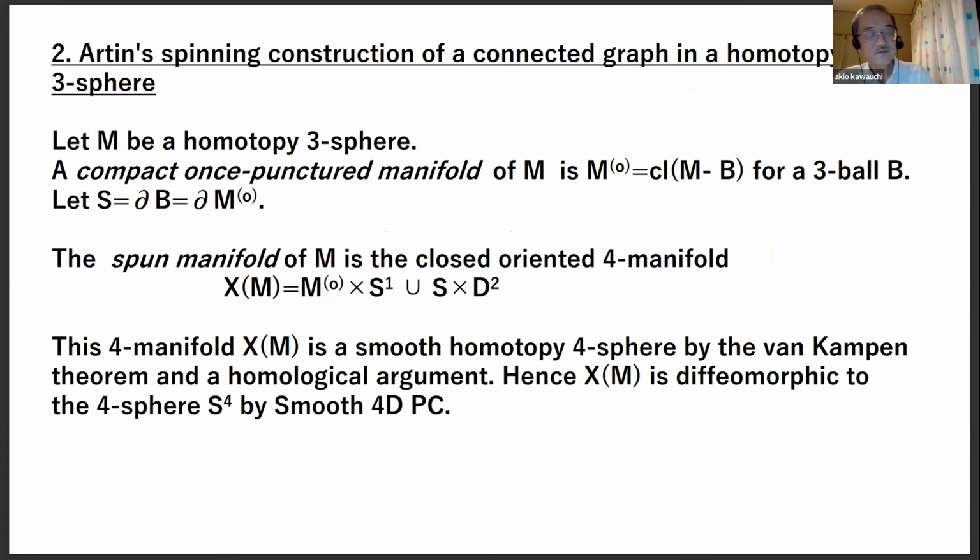First I explain Artin's spinning construction of a connected graph in a homotopy 3-sphere. Let M be a homotopy 3-sphere. The compact once-punctured manifold of M is M0, that is, the closure of M minus a 3-ball B, and let S be the boundary sphere. The spun manifold of M is the oriented 4-manifold XM, that is, M0 cross S1 union S cross D2. This 4-manifold is a smooth homotopy 4-sphere by the Van Kampen theorem and a homological argument. Hence XM is diffeomorphic to the 4-sphere by the smooth 4-dimensional Poincaré conjecture.